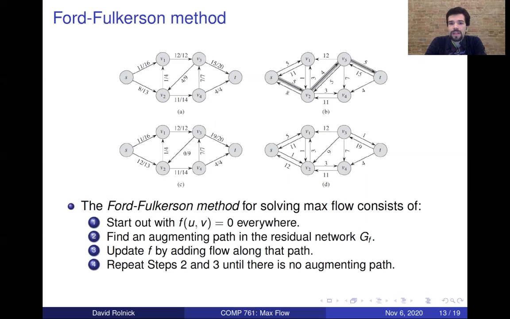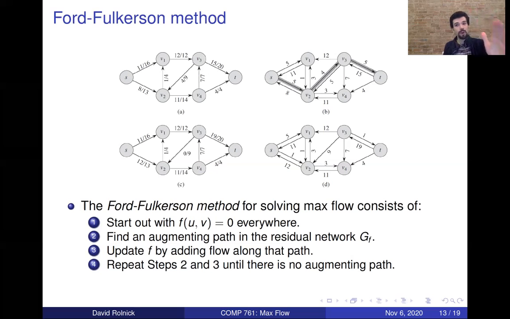So the method is just start out with a flow which is 0 everywhere. That's how you initialize. Find an augmenting path in the residual network, update the flow by adding flow along that path, and just repeat. Find another augmenting path with a new residual network, update the flow. Find a new augmenting path, update the flow. Keep on doing this. Keep on updating your residual network too, of course. When you finally don't have an augmenting path anymore, then you are done.